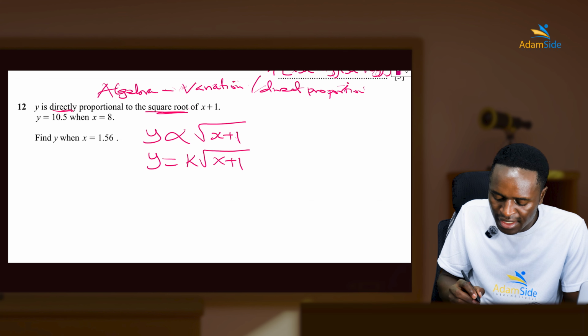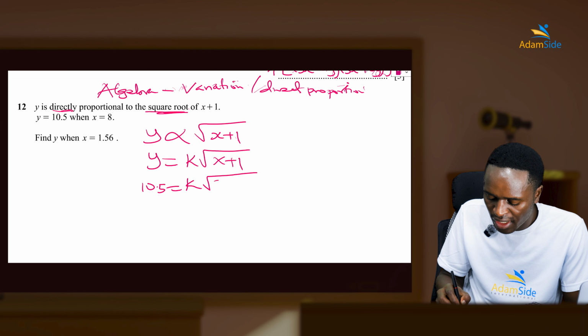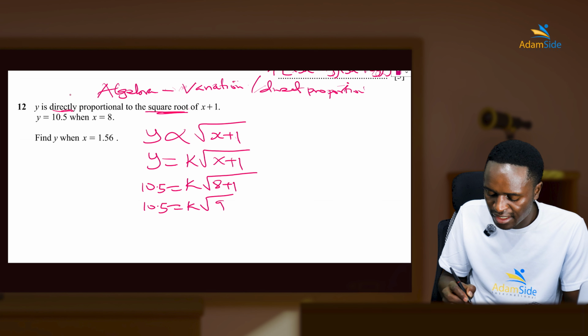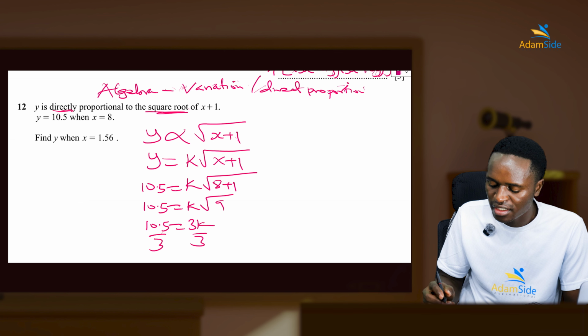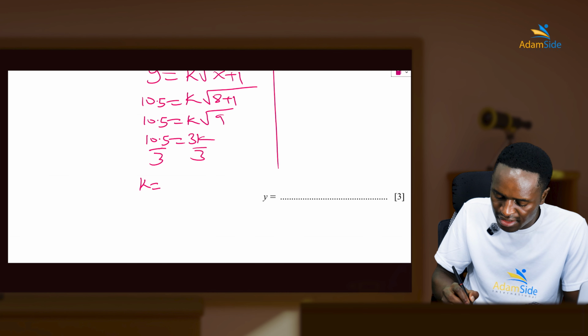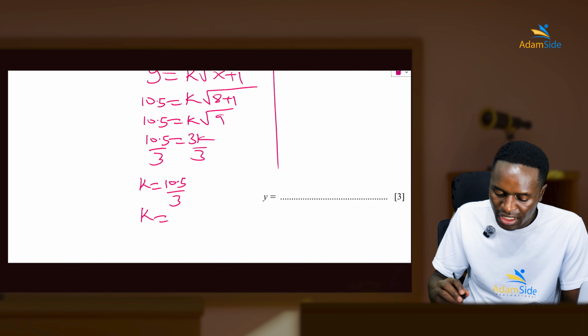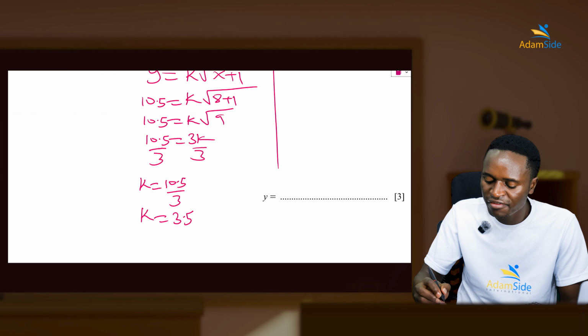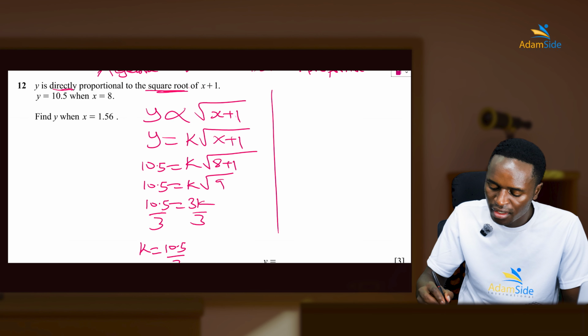Correct. Therefore, when y is 10.5, x is 8. So 8 plus 1. Then 10.5 is equal to k square root of 9. Therefore, 10.5 is equal to 3k. So divide by 3 on both sides. What do we get? k is equal to 10.5 divided by 3. So you get k as 3.5. After finding k as 3.5, you go back to the rule: y is equal to 3.5 square root of x plus 1.